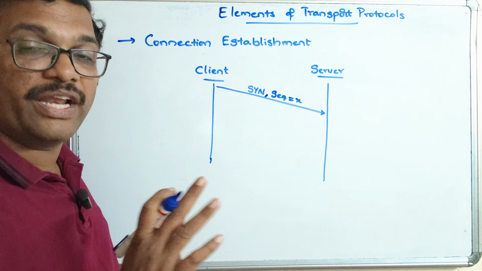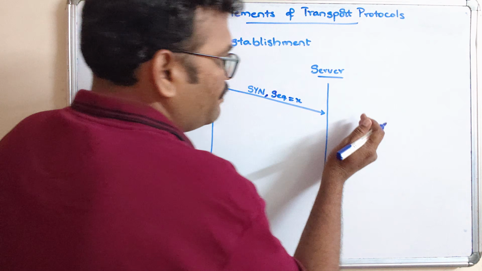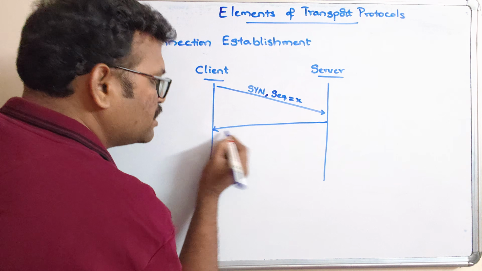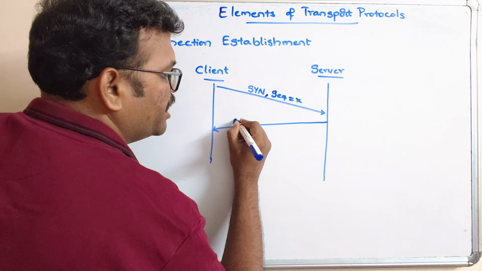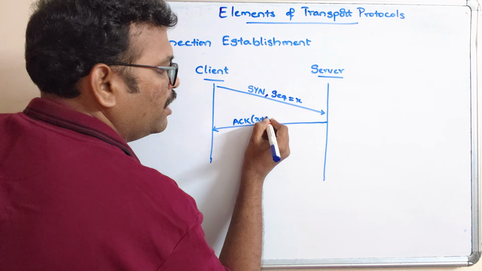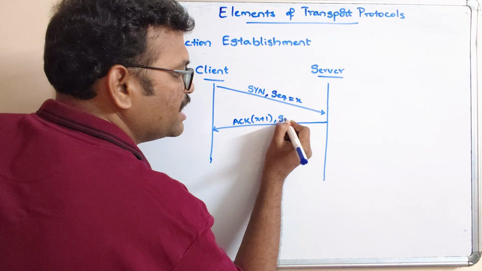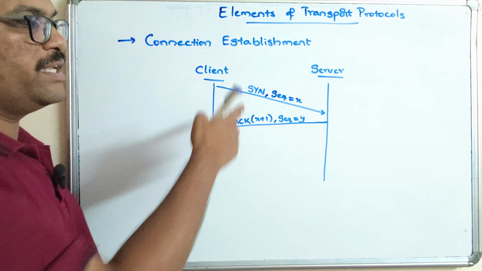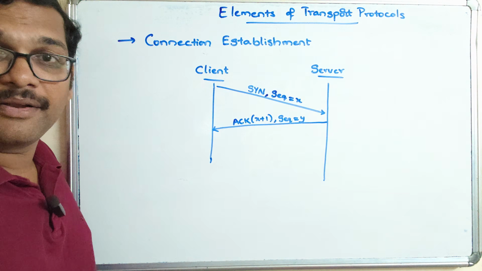So sequence number is very important. And after receiving this one, the server once again sends a response, that is an acknowledgement, which is x plus 1, and also one sequence number y. So this is a sequence number of server and this is a sequence number of client.